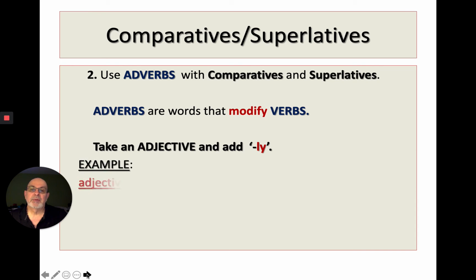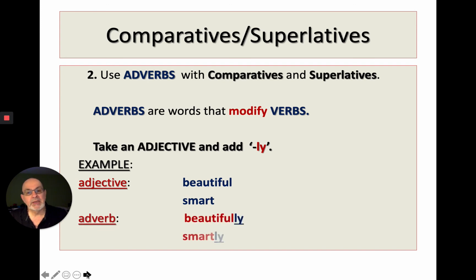Here's an example. In the previous example, we said Bill was beautiful and Bill was smart. And now we talk about how Bill drives. So now we're going to say Bill drives beautifully and smartly. Okay? And please notice that if beautiful finishes with one L, I'm going to end up with two L's. Of course, if it doesn't, I don't add an extra L. Okay? So there you go.